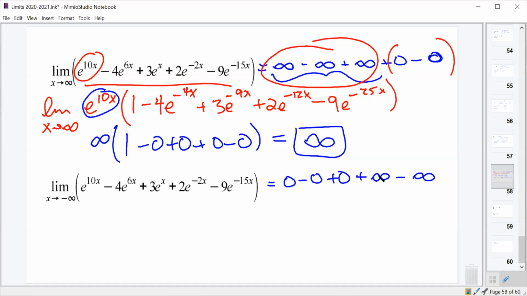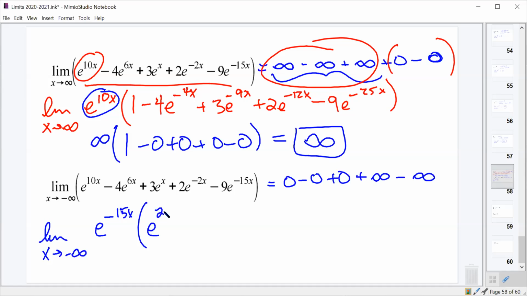Last time it was the positive exponents that were an issue. This time it's the negative exponents. So the first time we factored out the largest positive. What about factoring out the largest negative this time? Take out e to the negative 15x. What's that going to leave us with? If I take e to the negative 15x out of e to the 10x, what does that leave me with?